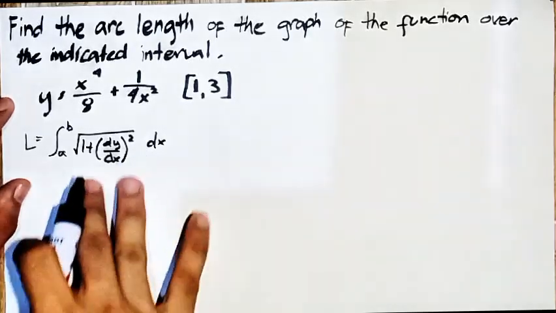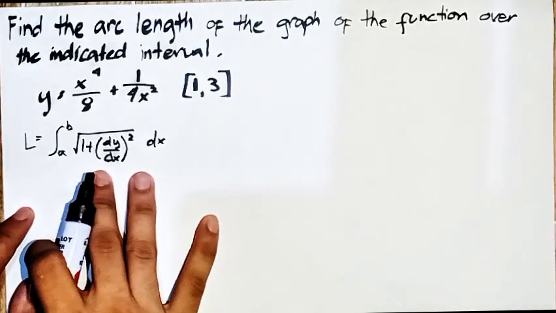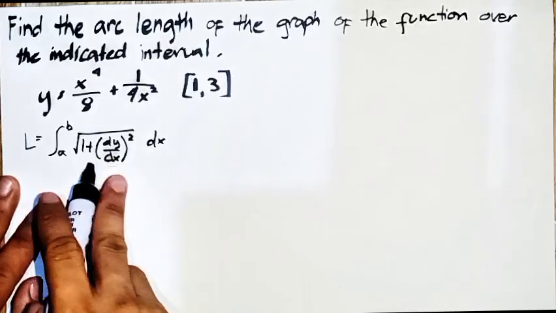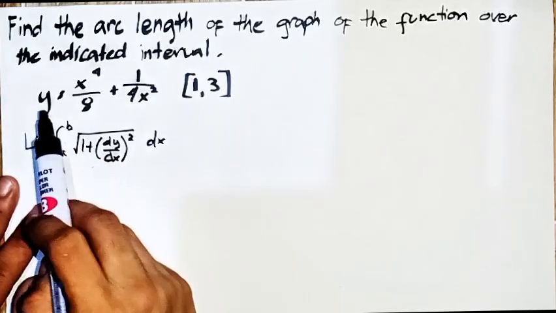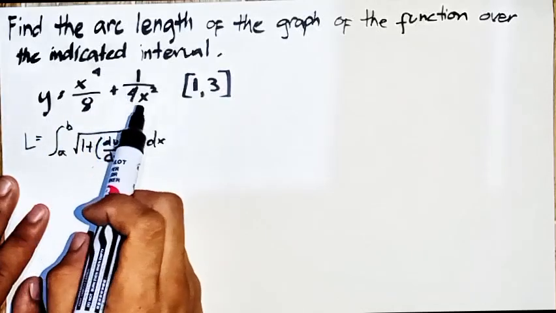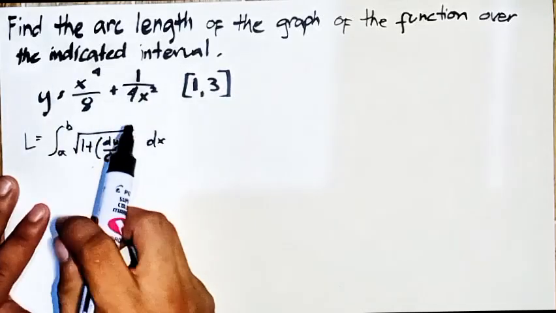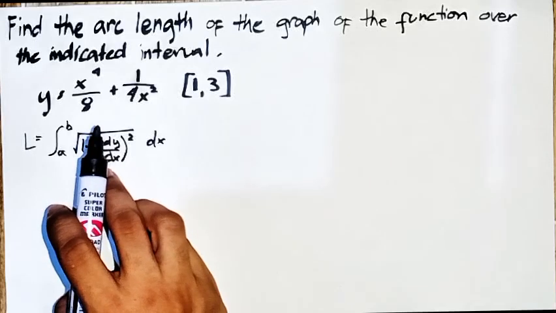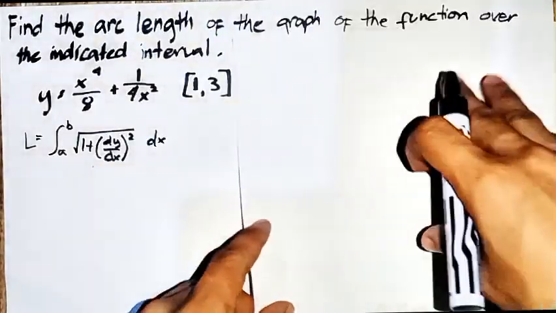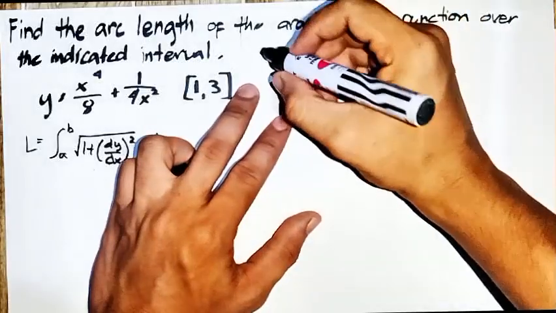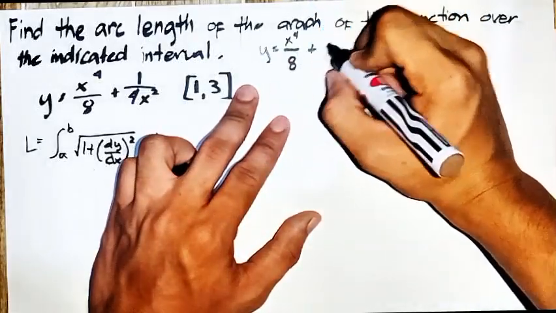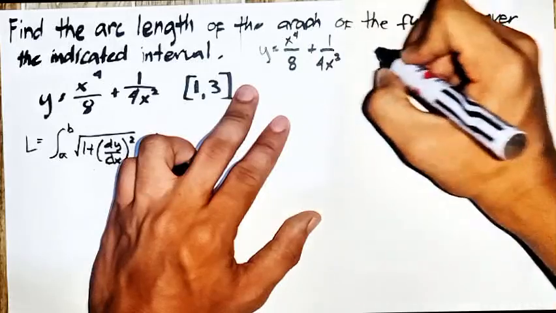This is the formula. Now, as you can see, our formula requires dy/dx. Since it requires dy/dx, and our function is y equals x to the fourth over 8 plus 1 over 4x squared, we need to derive this function. So first, we need to derive this function. Our function is y equals x to the fourth over 8 plus 1 over 4x squared.